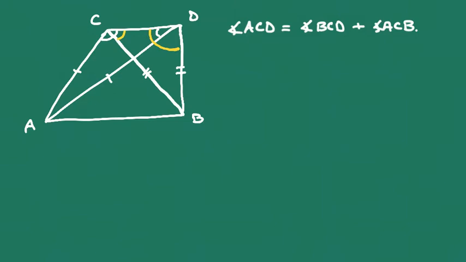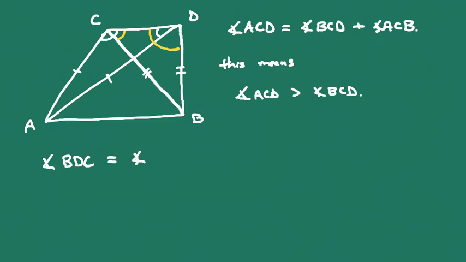So because our angle ACD is made up of two other angles, in particular, this means that our angle ACD has to be larger than our angle BCD. And kind of doing the same thing with our other two angles, we know that our angle BDC, we can see that one is also made up of two other angles. It's made up of our angle ADC, and it's made up of our angle ADB. And so in particular, it means that our angle BDC is going to be larger than our angle ADC.